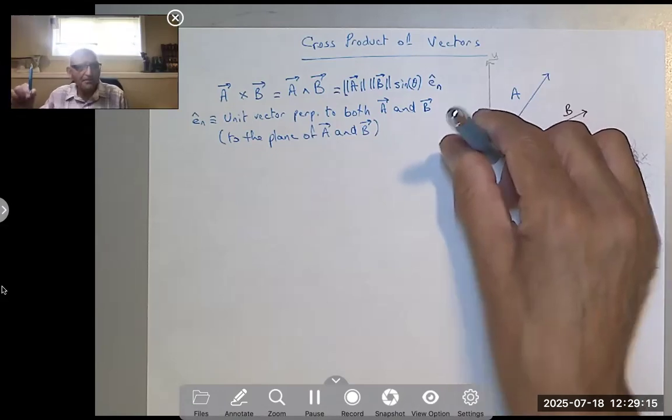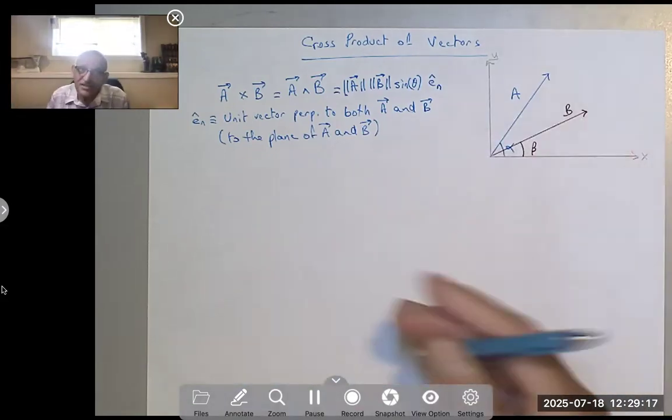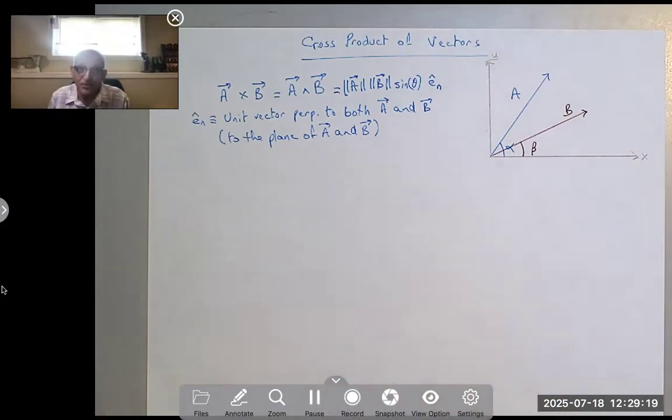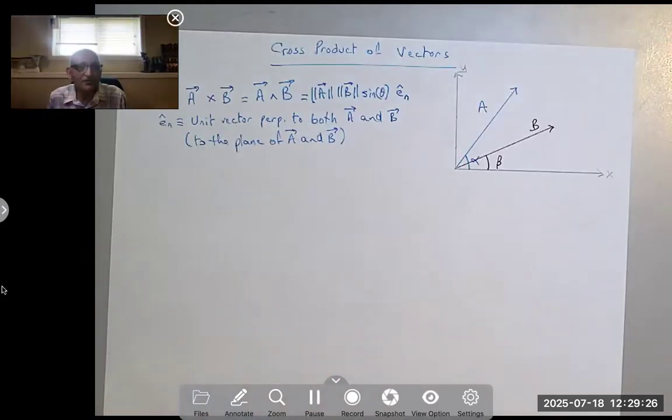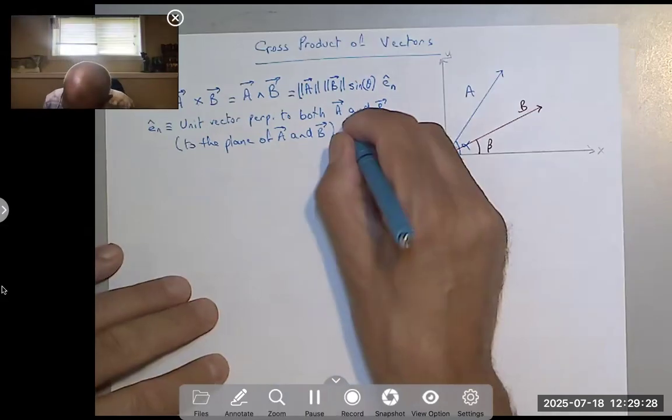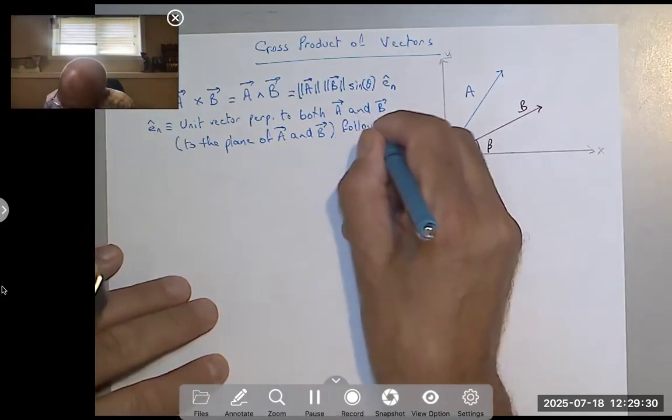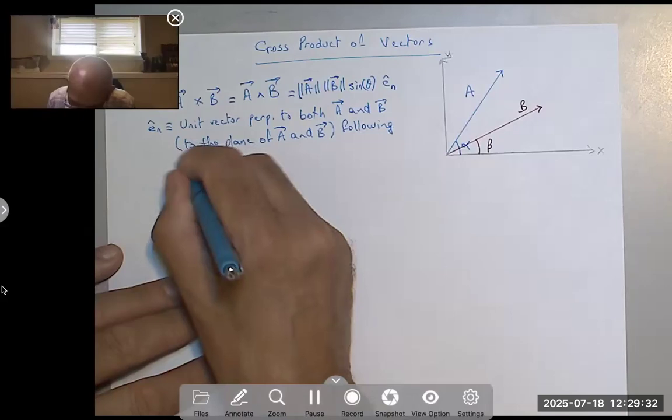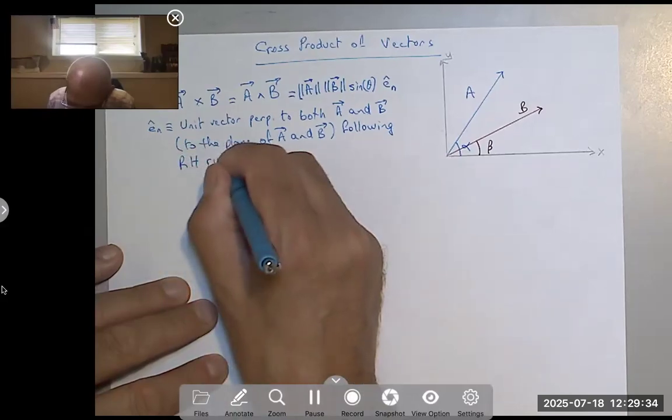But is it up or is it down? Because now it's a vector. The direction is extremely important, or the sense of the vector being going up or down. We follow the right-hand rule. What does that mean?